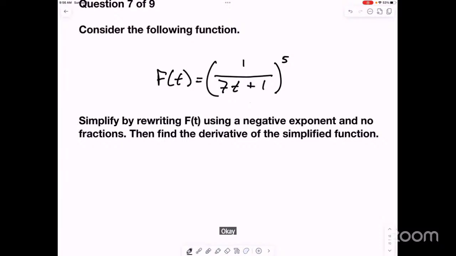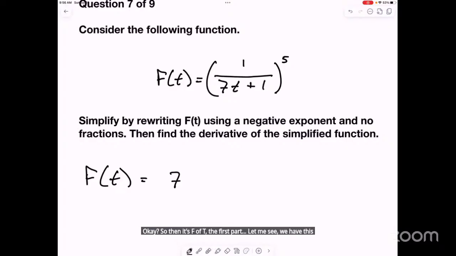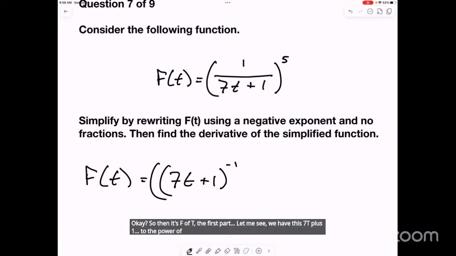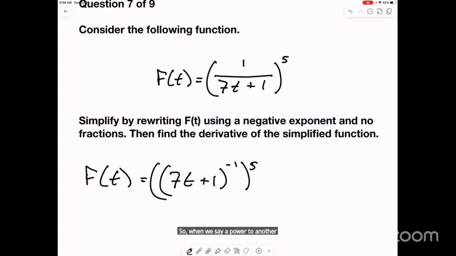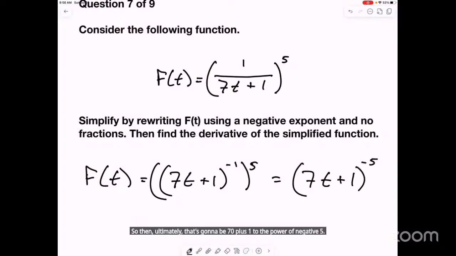Okay, so then this f of t, the first part, we have this 7t plus 1 to the power of negative 1 and then to the power of 5, right? So when we say a power to another power, we multiply. So ultimately that's going to be 7t plus 1 to the power of negative 5. Okay, so that should be the result for the first part.